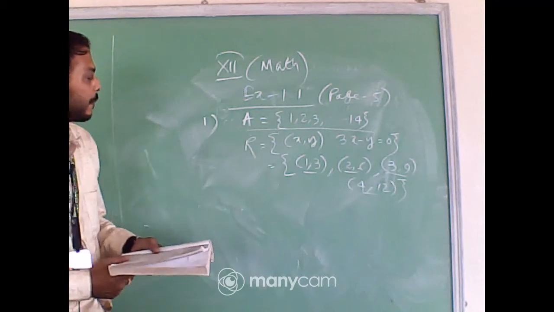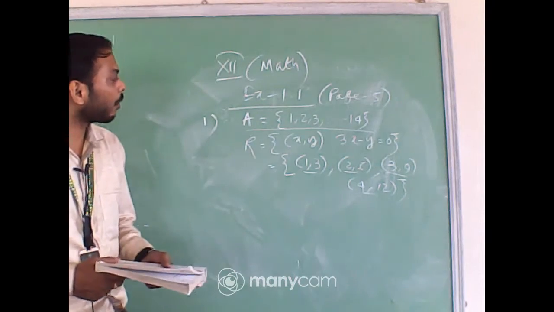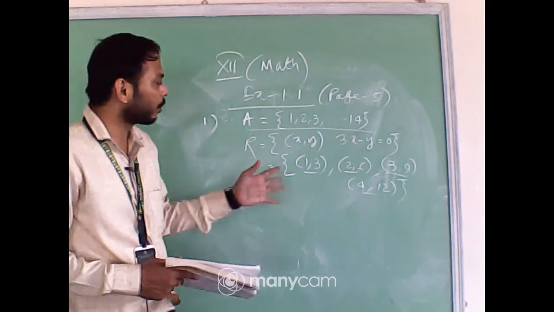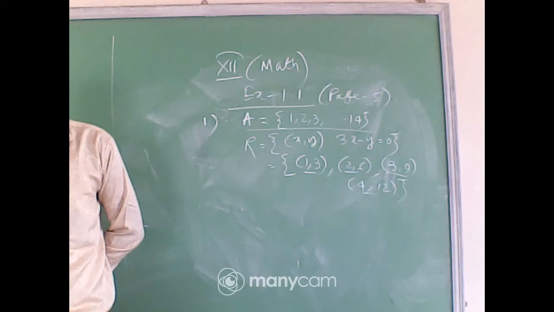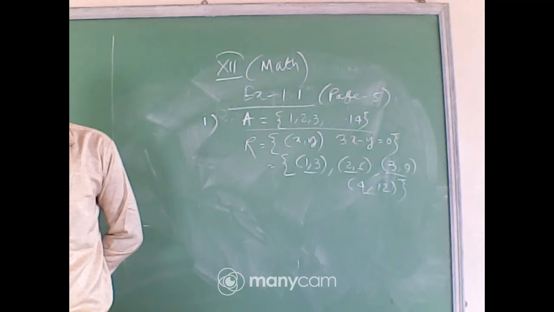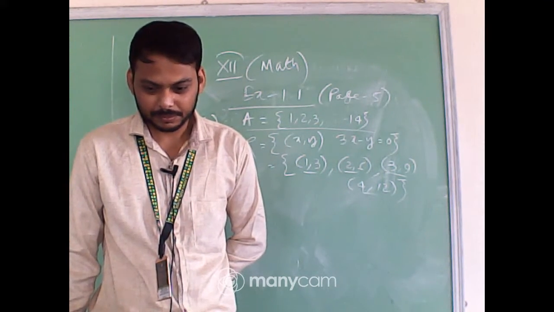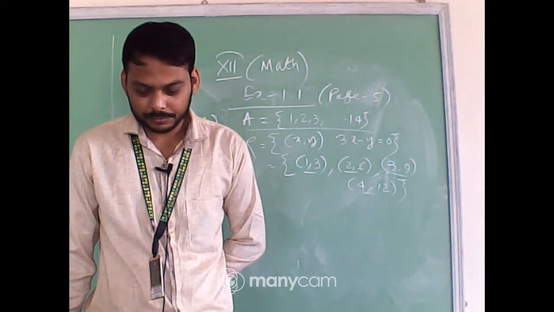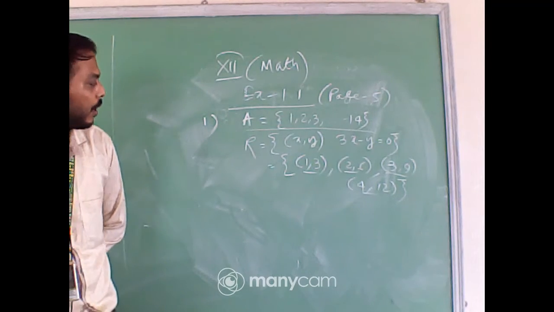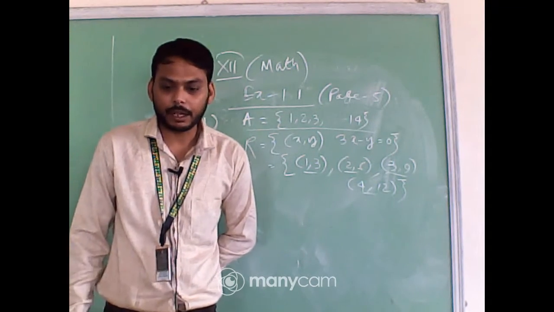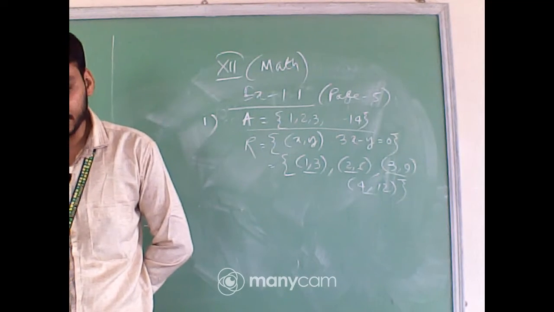Reflexive means the R has to contain the pairs of the same elements: 1, 1; 2, 2; 3, 3, but there are no such elements. For the reflexive property, the same pair of elements, that is x comma x or a comma a, must belong to R, but there is no such pair.